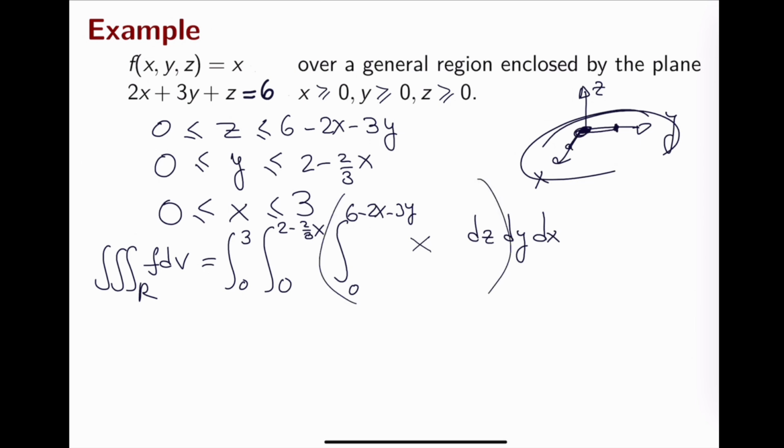So first we're going to calculate this integral with respect to z. So let's start. The primitive of x is xz, right? Since x with respect to z is a constant. And so we evaluate this between 0 and 6 minus 2x minus 3y. So the evaluation of that is going to be x times, and so instead of z, we are going to put 6 minus 2x minus 3y.